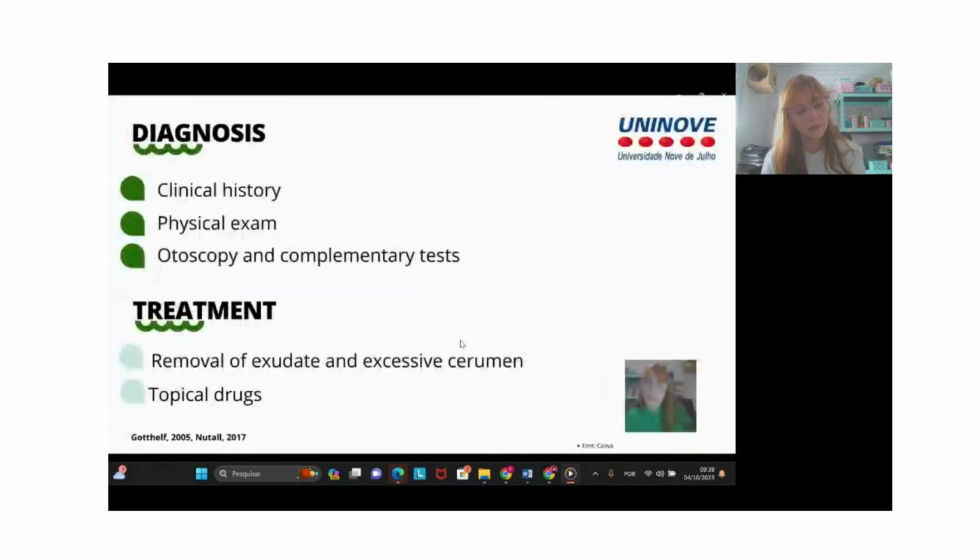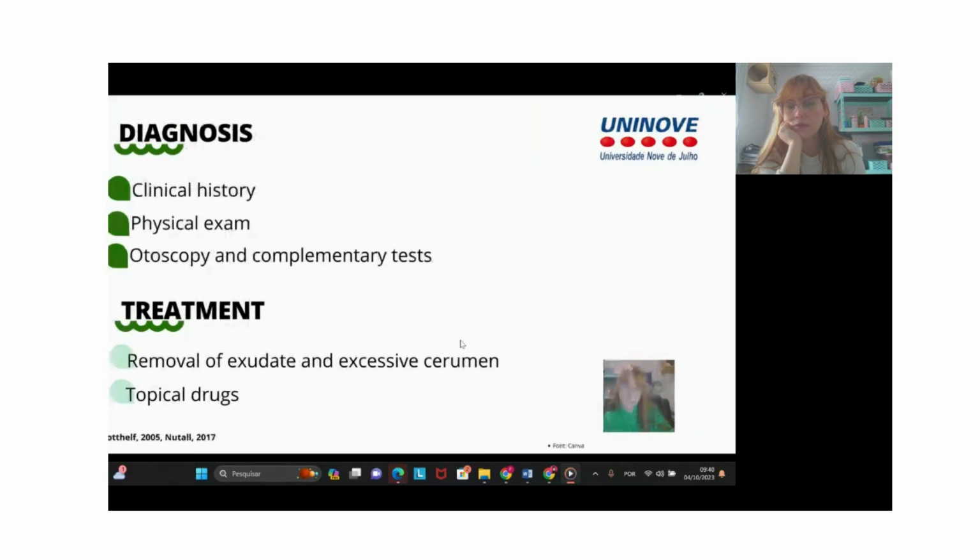The diagnosis is achieved through clinical history, physical examination, otoscopy, and complementary tests such as parasitological examination, cytology, and microbiological culture. The standard treatment consists firstly in removing the exudate and the excess ceruming with otological cleaning solution, and then applying topical products containing corticoids, antifungals, and antibiotics.